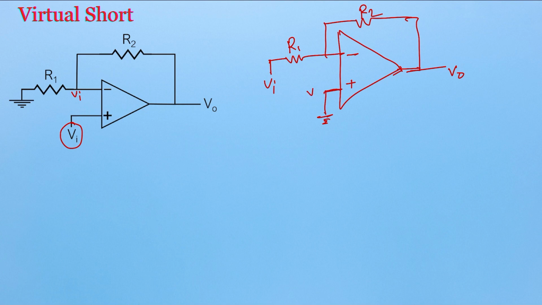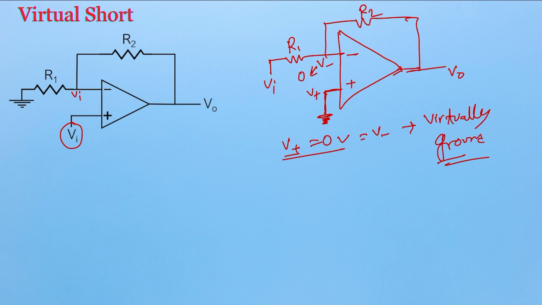Here, V plus is equal to V minus, and you can see V plus is equal to 0 volt. Why? Because we ground this terminal, right? So by the virtual short, we can write V minus is also 0 volt. So V plus is equal to V minus is equal to 0 volt. This we call virtual ground. So virtual ground is nothing but a special case of virtual short. If in the virtual short, the voltage V plus or V minus is equal to 0, then we call the virtual short a virtual ground.